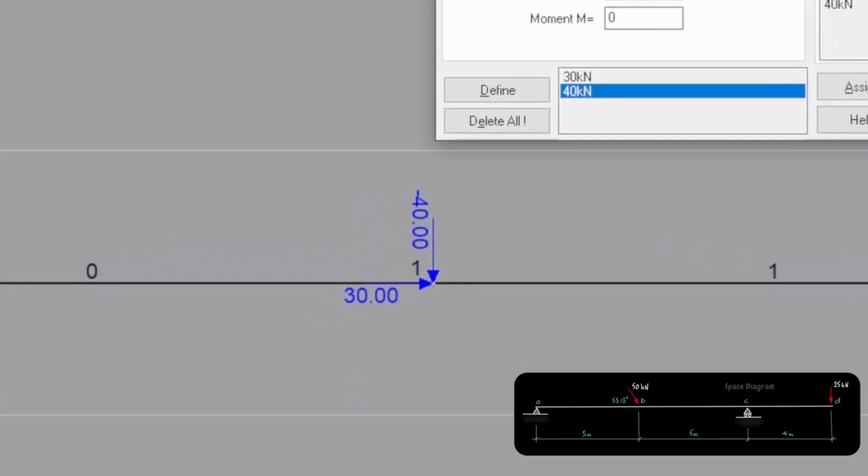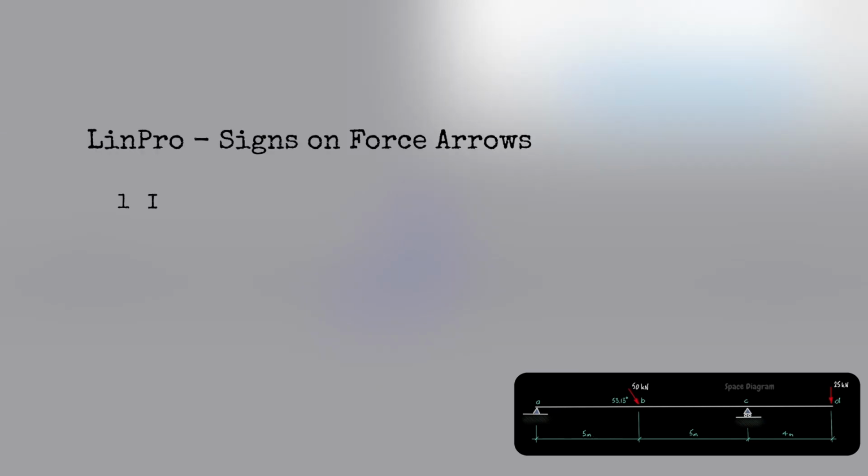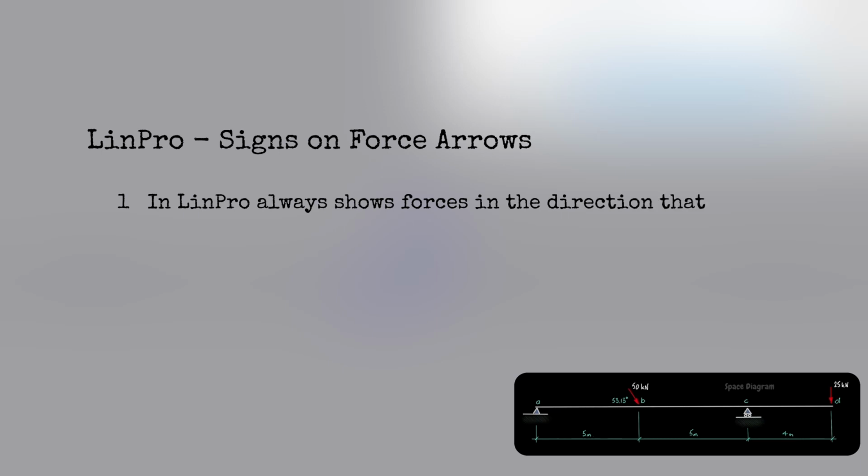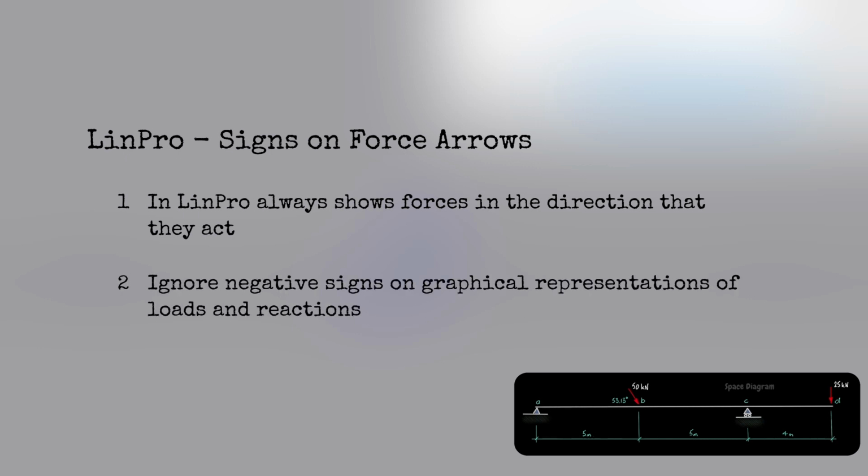But look at that 40 kN force. It's showing acting downwards, that's good. It's the direction it acts in after all, but it has a negative sign. That's not so good. In fact, Dr. Jim thinks it's plain wrong. The negative sign reverses the load direction, so logically minus 40 kilonewtons acting downwards is the same as plus 40 kilonewtons acting upwards. What you need to know is that LinPro always shows the forces in the direction they act. So Dr. Jim's advice is to ignore any negative signs on graphical representations of loads and reactions.